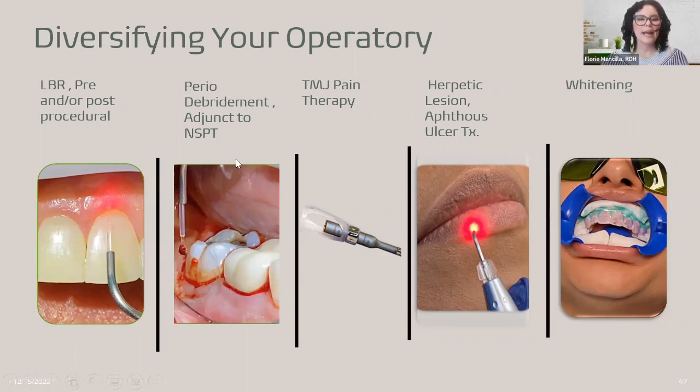I do want to add, I have here our LBR that we can use to diversify our op. We can use it for our perio cases, for TMJ pain therapy, for aphthous ulcers, herpetic lesions, and as whitening. I also wanted to mention again, desensitization. That is not an indicated procedure, but certainly one you could use if you have patients that you can't even blow air on because they're jumping out of the chair. Apply a little bit of fluoride, go over it with the laser, and this helps to desensitize those areas that have a lot of attachment loss.